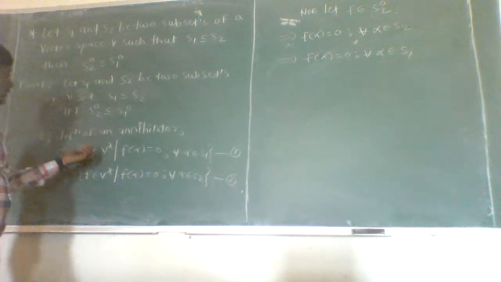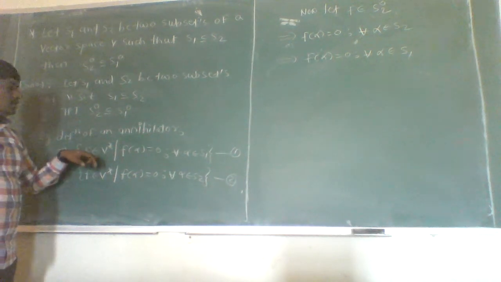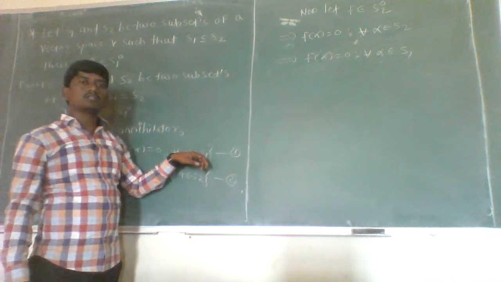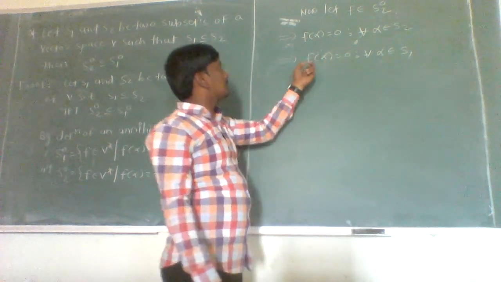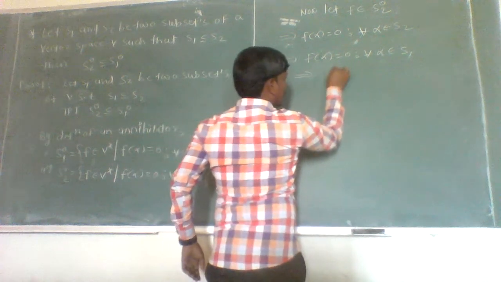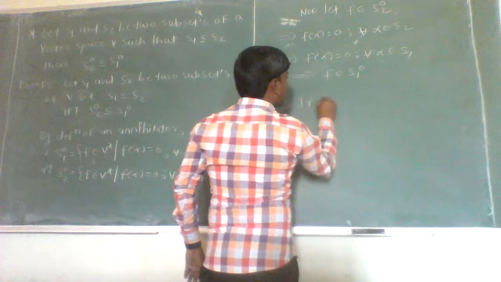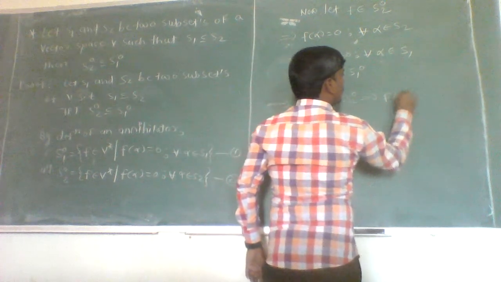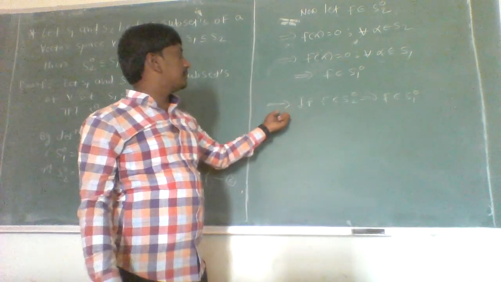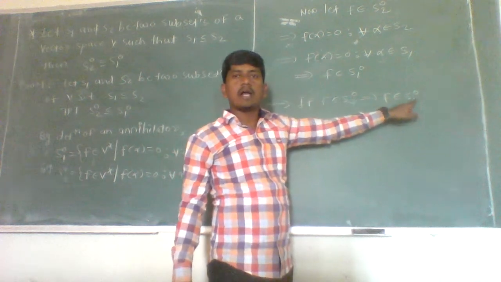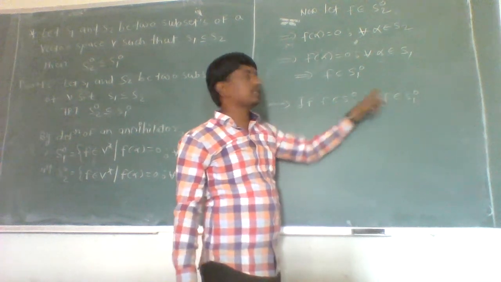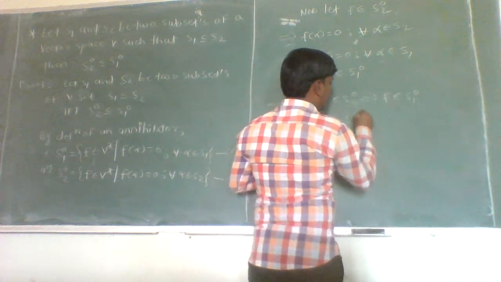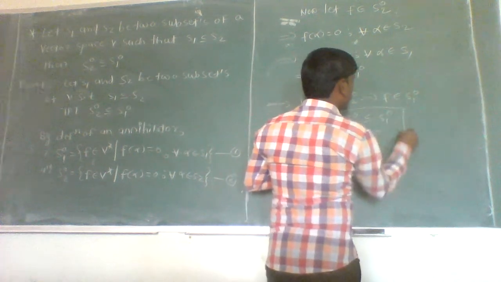Then from equation 1, S1 annihilator contains all those linear functionals such that f of alpha equals 0 for each alpha belonging to S1, and here we get f of alpha equal to 0 for each alpha belonging to S1, which implies this f belongs to S1 annihilator. So if f is a member of S2 annihilator, then f belongs to S1 annihilator. That is, if we take any functional from S2 annihilator, it is also a member of S1 annihilator. Therefore every element of S2 annihilator is an element of S1 annihilator. Hence S2 annihilator is a subset of S1 annihilator, and that is what we had to prove.